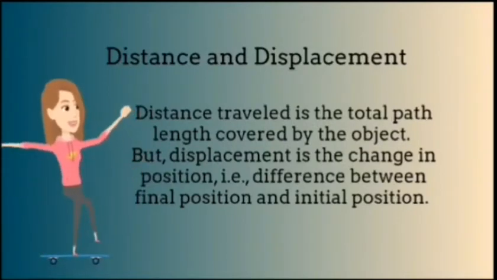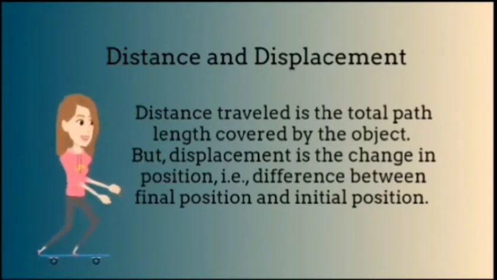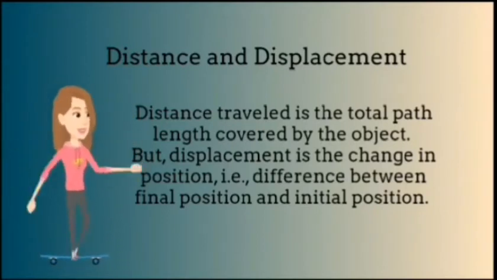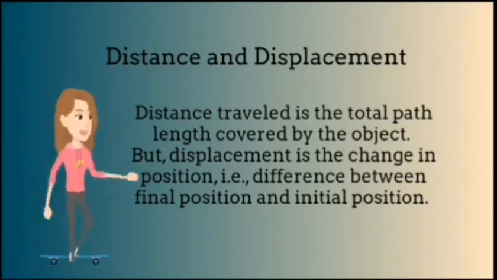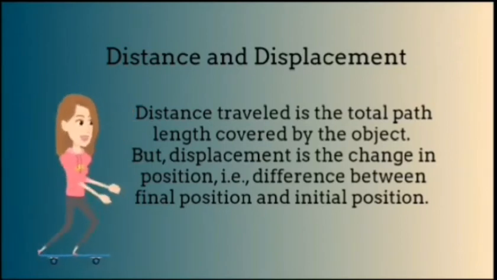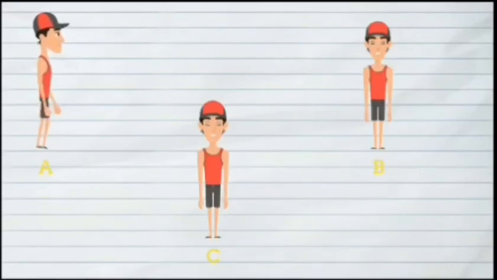Distance traveled is the total path length covered by the object, whereas displacement is the change in position, that is, the difference between final position and initial position. Let us see an example. Suppose a person needs to travel from point A to his final destination, point C. He can travel in two ways. First, he can travel from A to B, then to C, or he can directly travel from A to C. The total distance covered from A, B, C here is called distance, whereas the shortest distance A to C is the displacement.